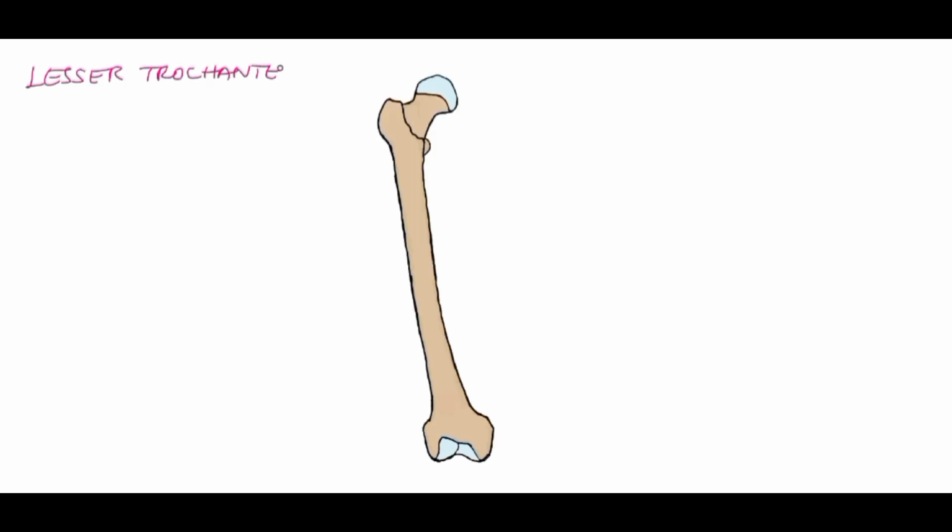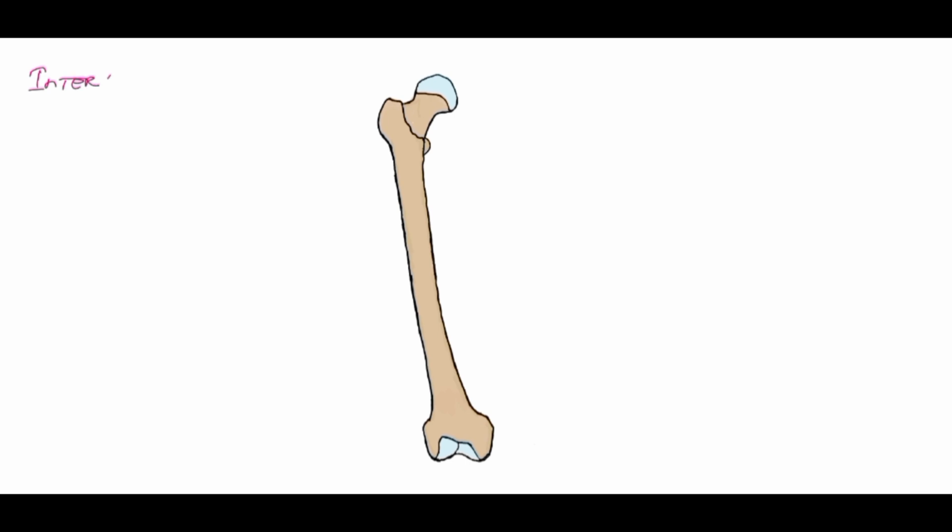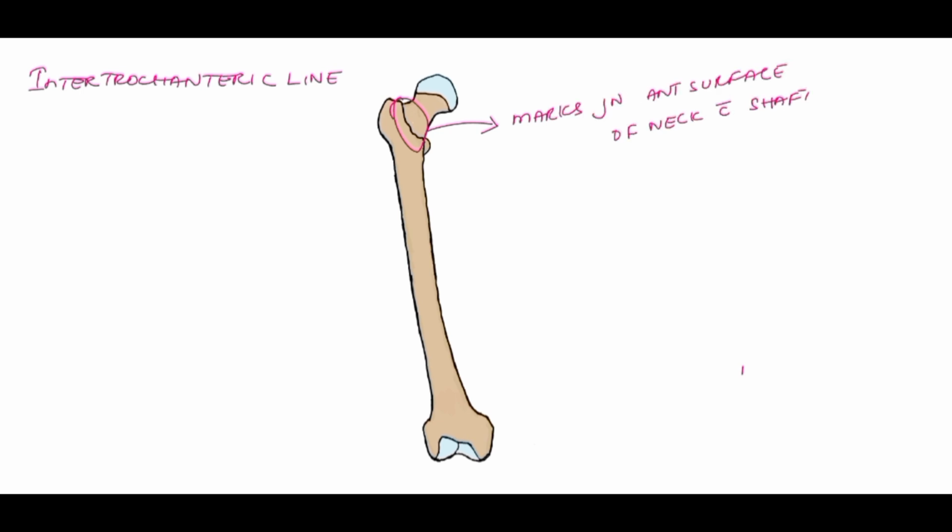Lesser trochanter: a conical eminence directed medially and backwards from the junction of the posterior-inferior part of the neck with the shaft. The intertrochanteric line marks the junction of the anterior surface of the neck with the shaft. It is a prominent roughened ridge that begins above at the anterosuperior angle of the greater trochanter tubercle, and continues below with a spiral line in front of the lesser trochanter. The spiral line winds around the shaft below the lesser trochanter to reach the posterior surface of the shaft.